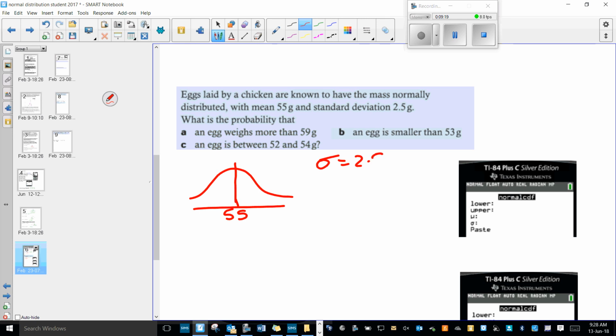So I know that here in my calculator I'm going to have 55 as my mean and 2.5 as my standard deviation. And I want to know the probability it weighs more than 59. So where is 59 on my graph? To the right. And I want to know more than, so where am I going to shade? To the right. Okay, now the only thing here is, so what's my lower going to be? 59, yeah.